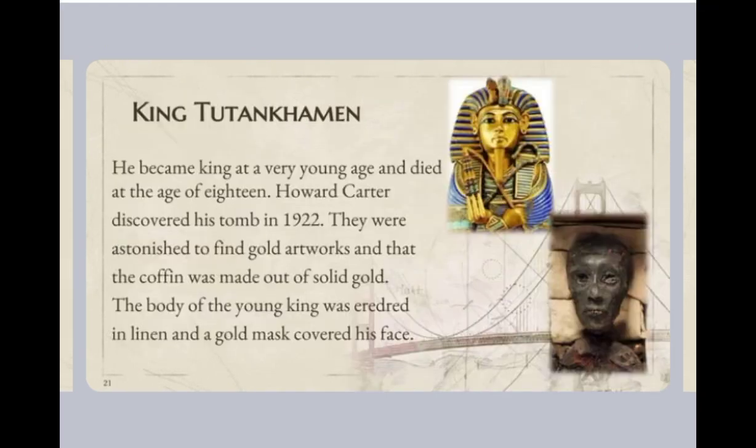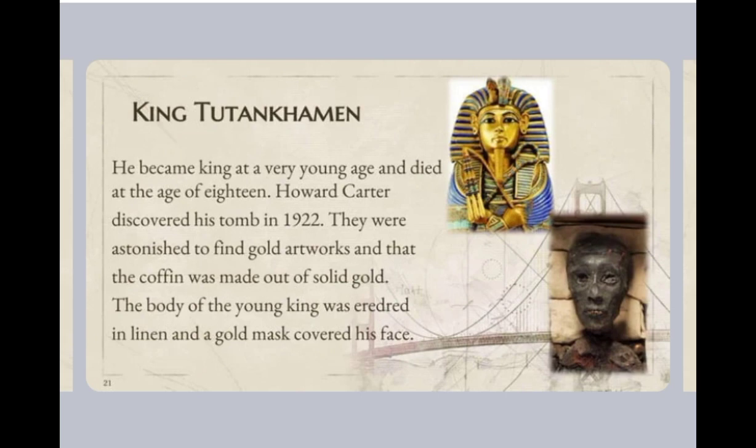King Tutankhamun. He became king at a very young age and died at the age of 18. Howard Carter discovered his tomb in 1922. They were astonished to find gold artworks and that the coffin was made out of solid gold. The body of the young king was arrayed in linen and a gold mask covered his face.